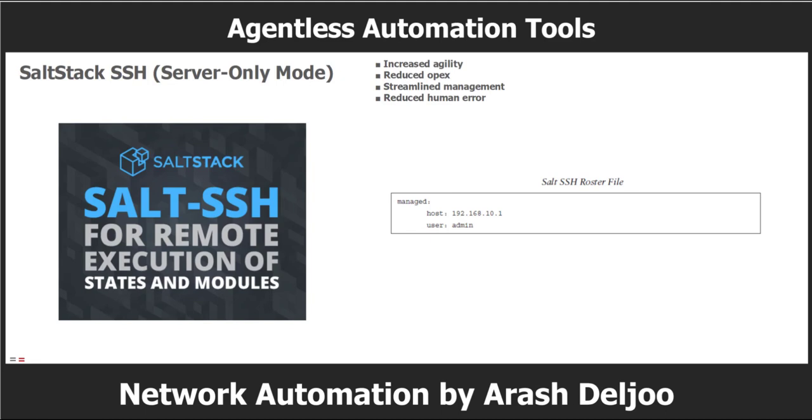One of the major design considerations when using Salt SSH is that it is considerably slower than the ZeroMQ distributed messaging library. However, Salt SSH is still often considered faster than logging into the system to execute the commands. By automating daily configuration tasks, users can gain some of the following benefits: increased agility, reduced OPEX, streamlined management, and finally, reduced human error.